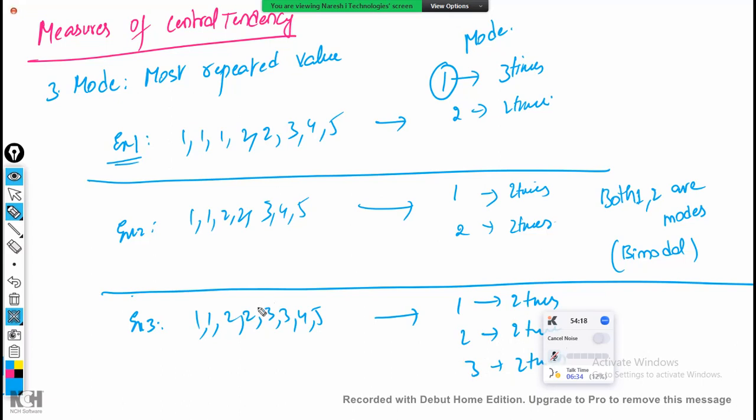For example, if 2 was repeated 3 times, then blindly the mode is 2, which is most repeated. That is clear, simple. But in this case, 1, 2, and 3 are all repeated the same number of times.